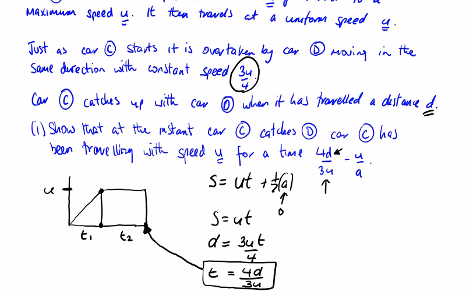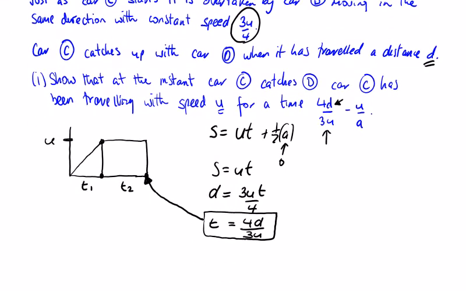So what has car C been traveling for? Well, if we use the equation v is equal to u plus at for this triangle, the velocity starts at 0, becomes u, so the v actually becomes u, equals a times t. So the time here is u over a. In this triangle, that's how much time C has spent accelerating. The total time here is 4d over 3u.